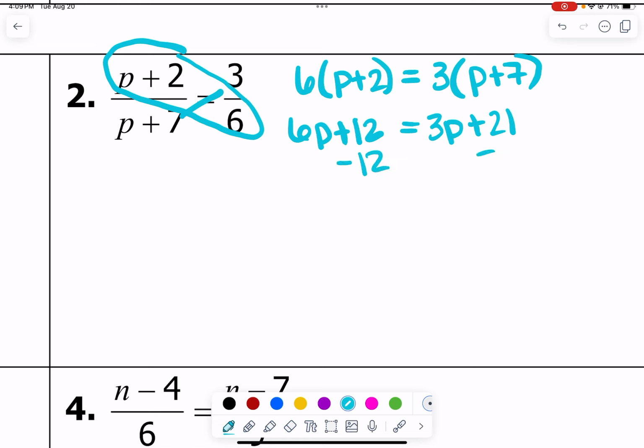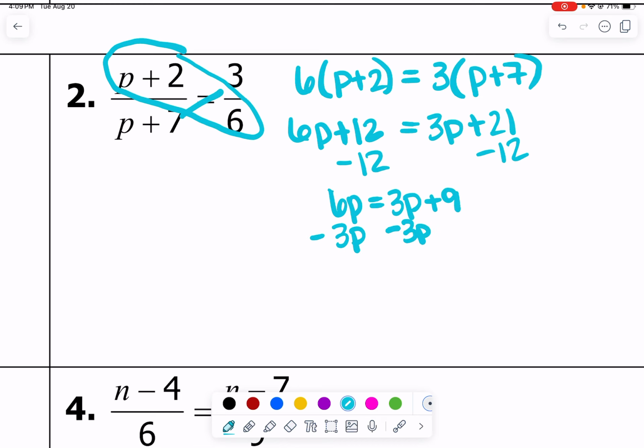Subtract 12 on both sides. I'm going to get 6p equals 3p. Now remember, I could have started at any of those. I just picked the first one that I thought looked good. 21 minus 12 is 9, so 3p plus 9. Subtract 3p on both sides. 6p minus 3p is 3p equals 9. Divide both sides by 3. And we get p equals 9.